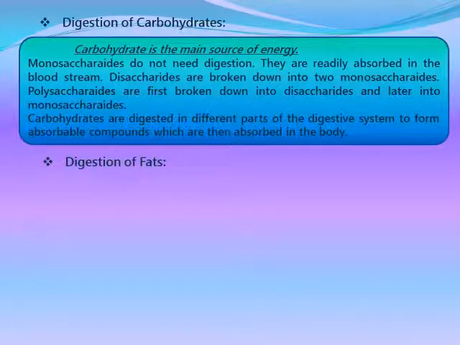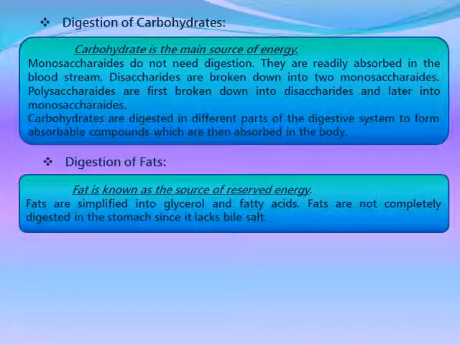Then digestion of fats. Fat is known as the source of reserved energy. What is the source of reserved energy? Fat. Underline this sentence. That is because fat supplies most of the needed heat and energy among all nutrients. Oil, ghee, butter, meat, fat, oily fishes, egg yolk, milk, butter, etc. are the best source of fats.